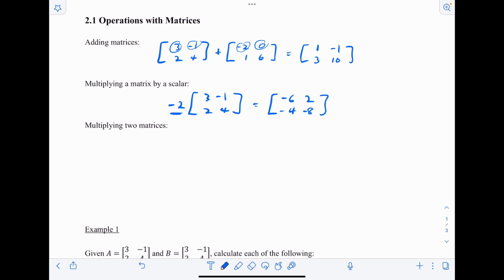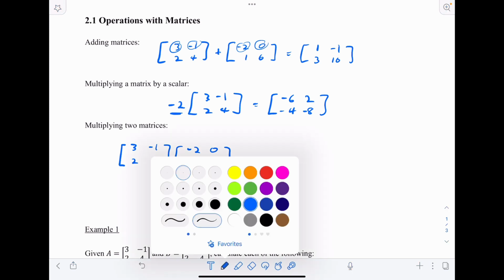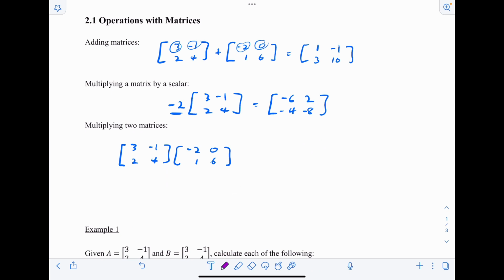And then finally, multiplying two matrices. Now this one, if you haven't learned this or if you haven't seen it in a while, just takes a little bit more thought. It's not quite as straightforward. And so again, I'm going to give just a little bit more depth on this one, especially if you haven't seen this before. Basically, the way that this works is we are going to multiply rows of the first matrix by columns of the second matrix.